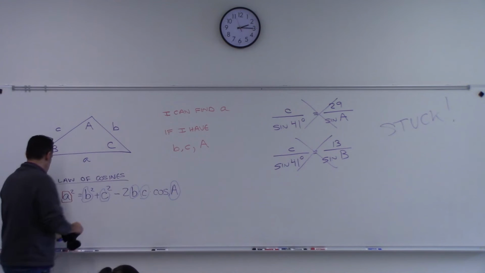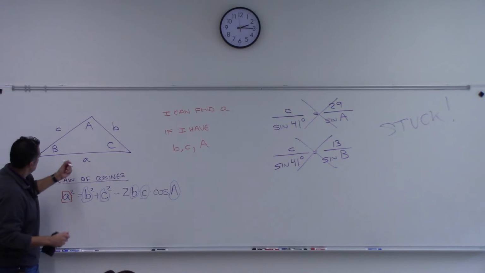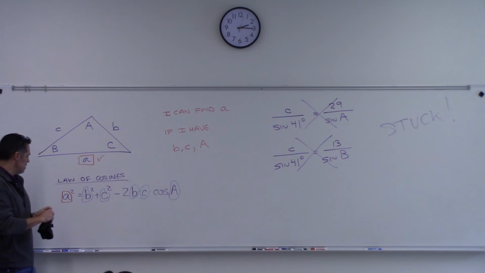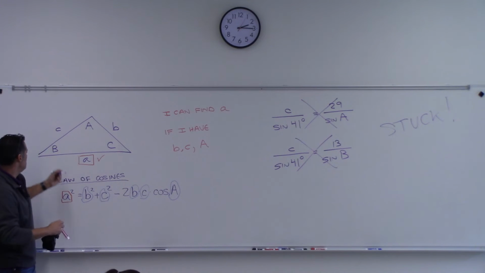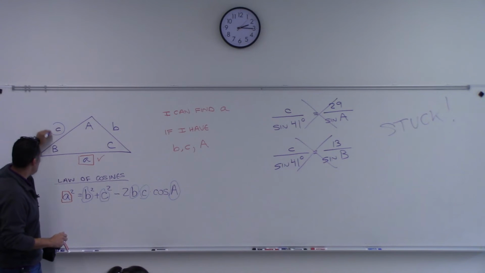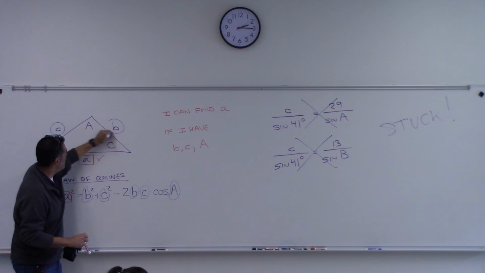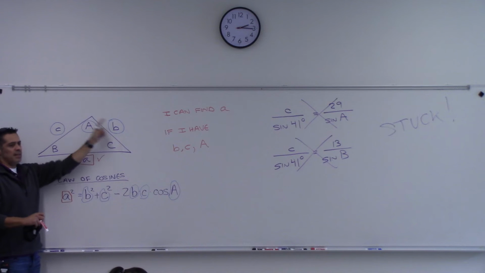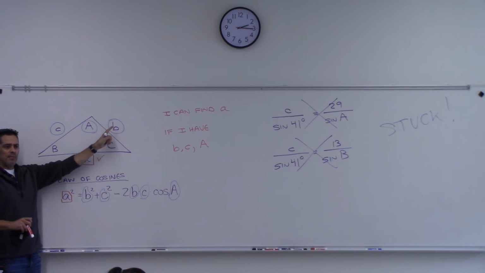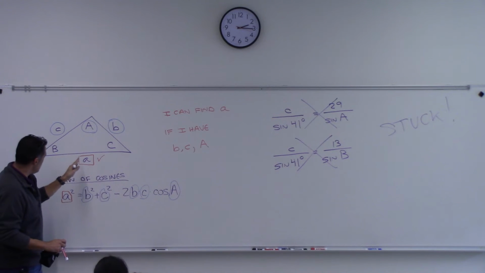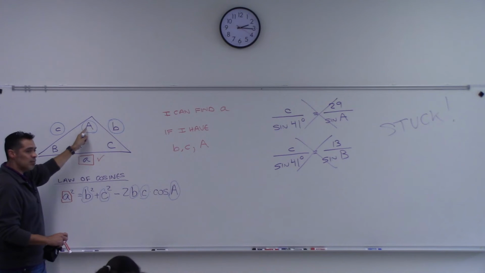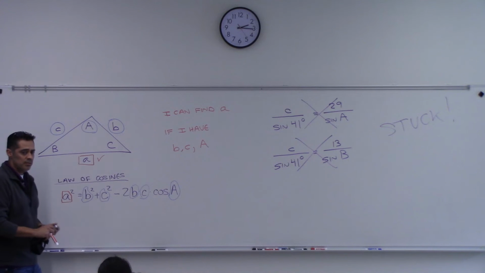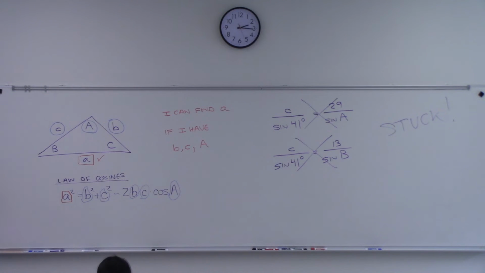In terms of our picture here, that means this. I can find this side if I know this side and that angle, the angle between the other two sides. In order to find little a, I need to know the angle across from it, big A, and I need to know the sides on both sides of that angle. And then I can use the formula.